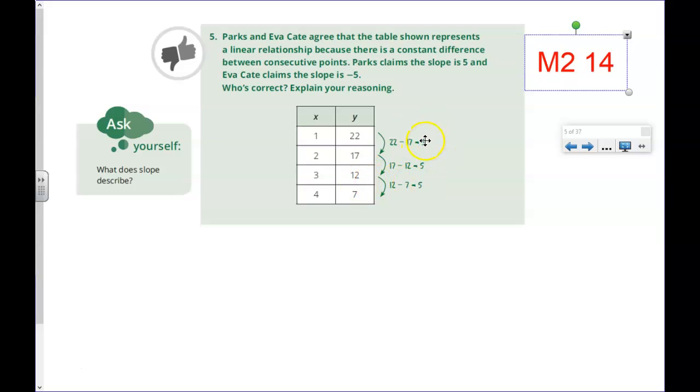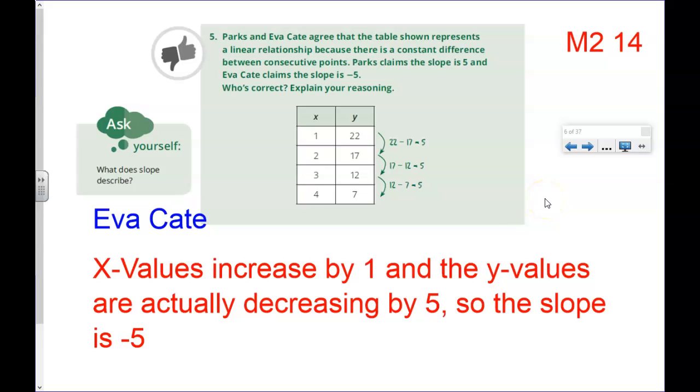Now that is 5, but remember we're trying to figure out what the slope is going to be: what do I have to add to 22 to get to the next term of 17? What do I have to add to 17 to get the next term of 12, and so on? So I would say that Ava is the best answer of -5, because the x values are increasing by 5, but the y values are actually getting smaller. They are decreasing by 5, so the slope is -5.